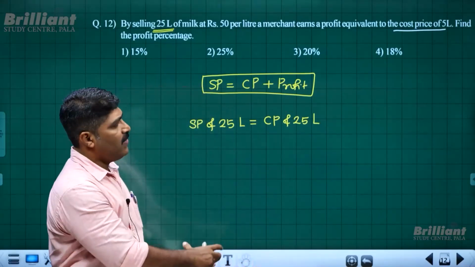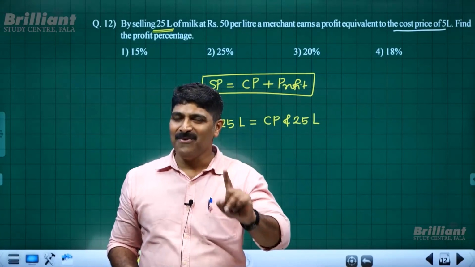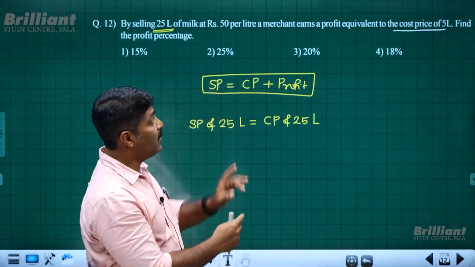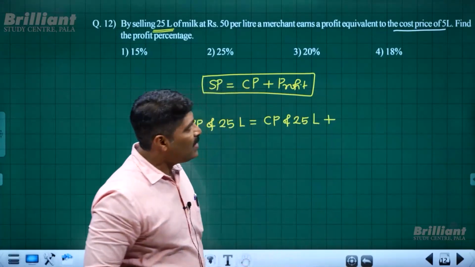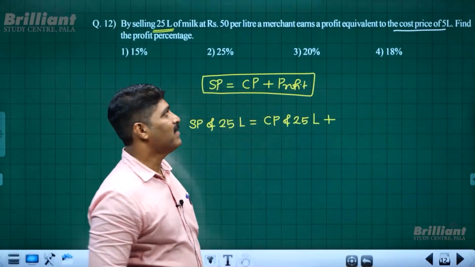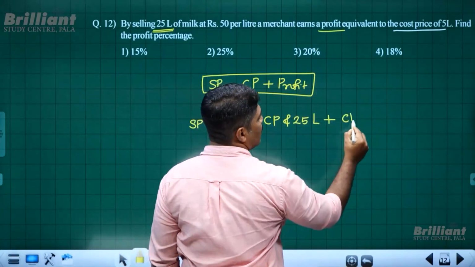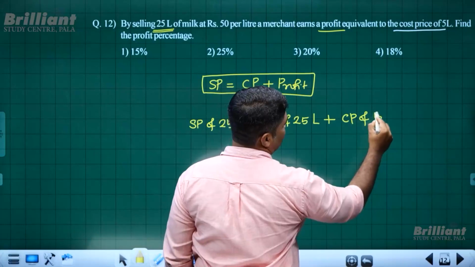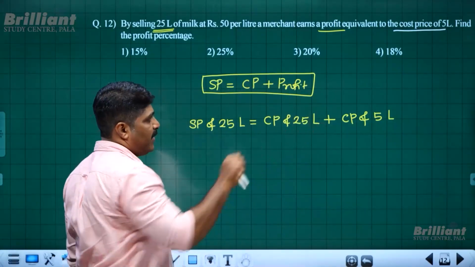Selling price of 25 litre is the same as the cost price of 25 litre if there were not any profit or loss. But there is a profit. So what is the profit here? The profit is the cost price of 5 litre. So that's a profit. Don't forget that. This is the cost price of 5 litre. So this is the actual situation.